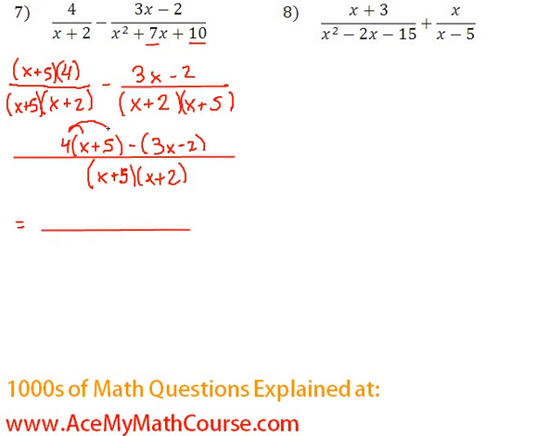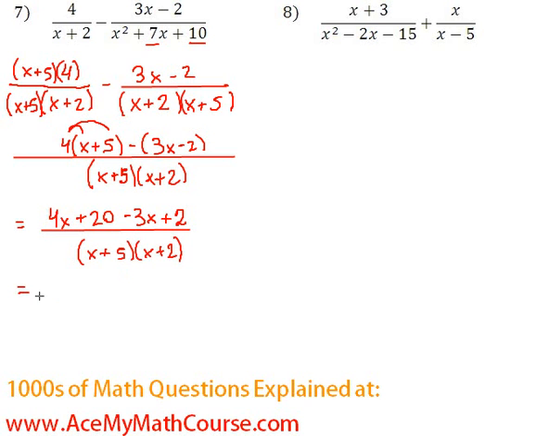So we can multiply and distribute the 4. 4 times x for x. 4 times 5, 20. Then I must distribute the negative. So negative 3x plus 2. I was going to say 4, but it's 2. Why is it plus 2? Because negative and negative make a positive. And down at the bottom, I'm just going to keep the same thing. X plus 5 times x plus 2.